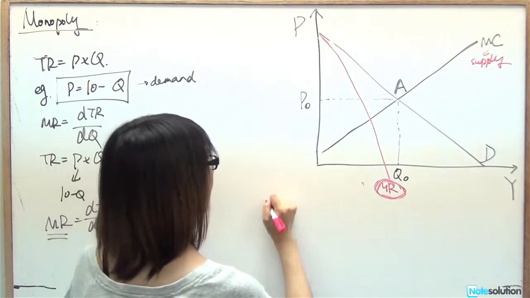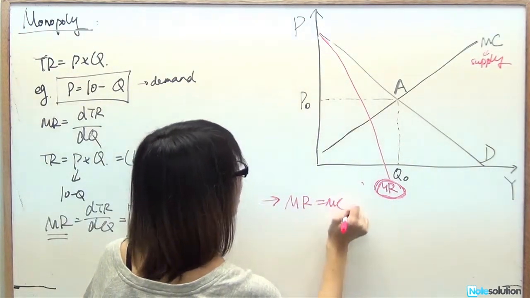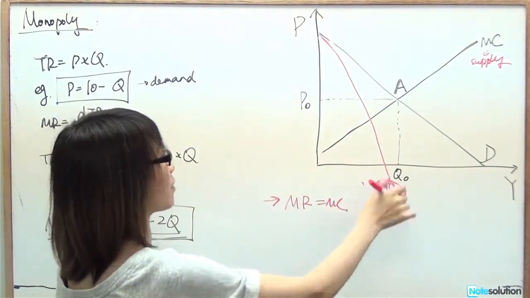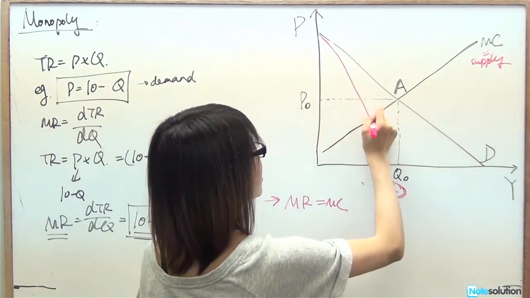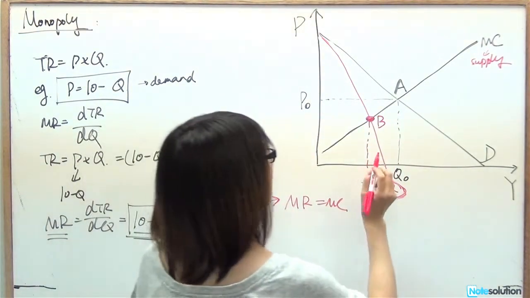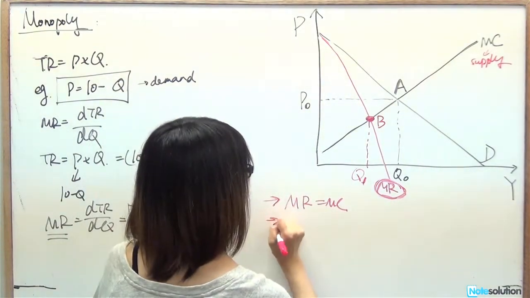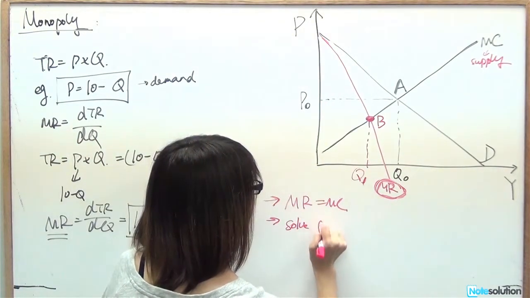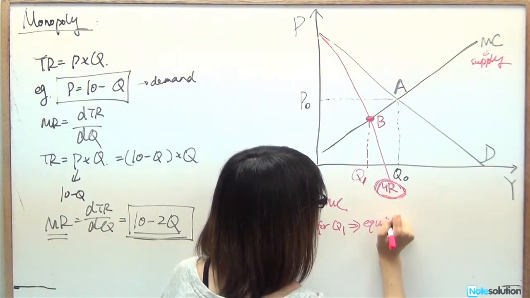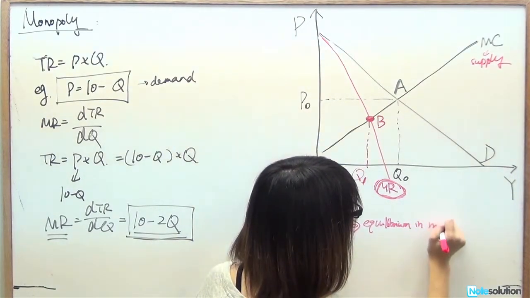To get the equilibrium point, we set marginal revenue equal to marginal cost. This is our marginal cost curve, and the pink one is our marginal revenue curve. So the intersection point B will correspond to the equilibrium point Q1 for the monopoly market. So we solve for Q1, and this is the equilibrium quantity in the monopoly market.